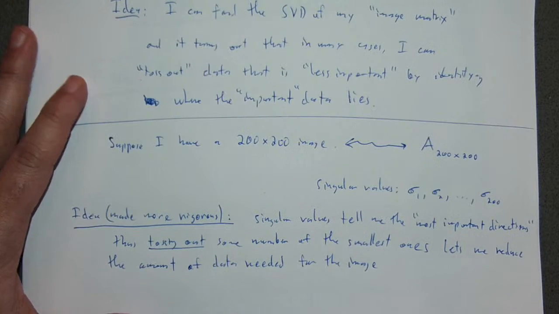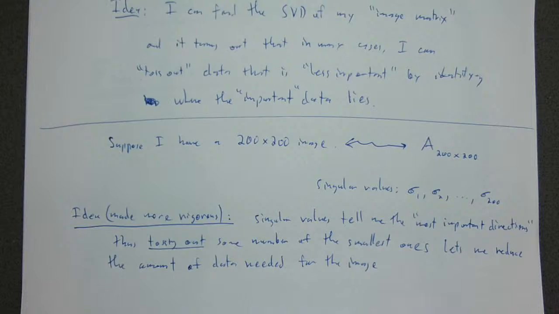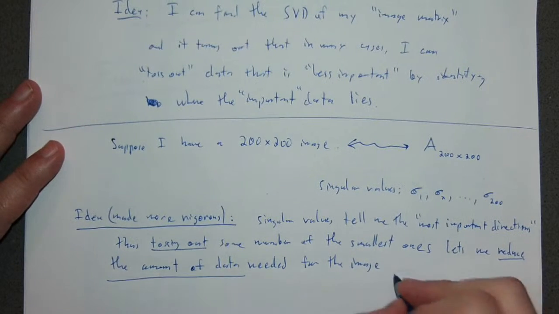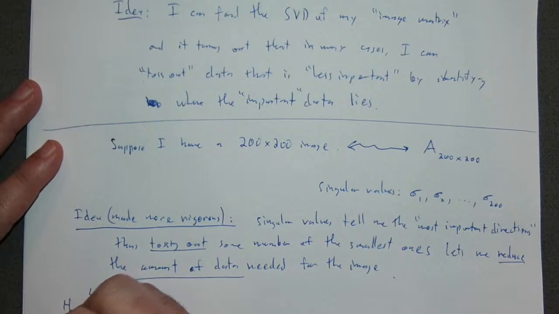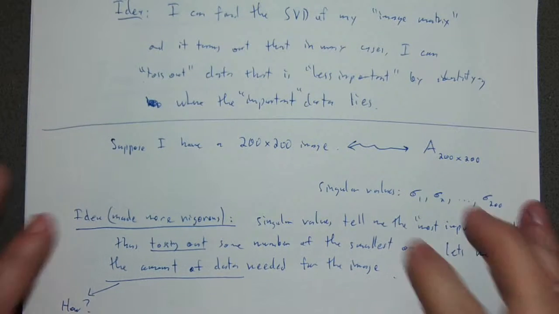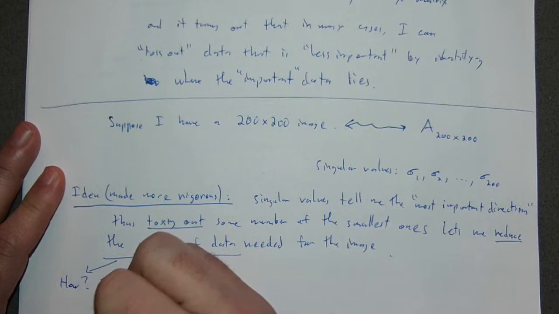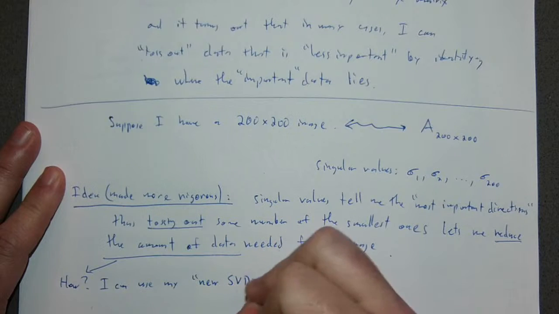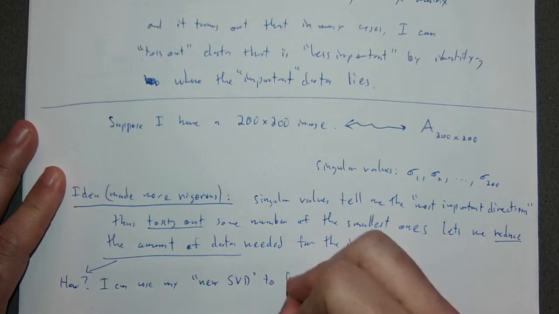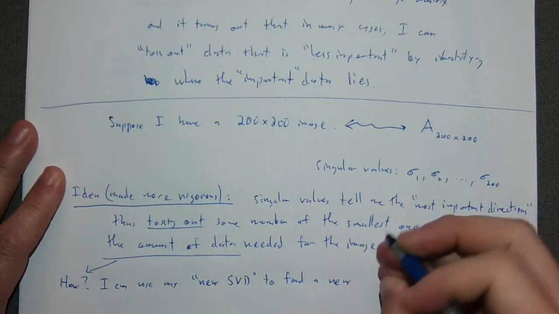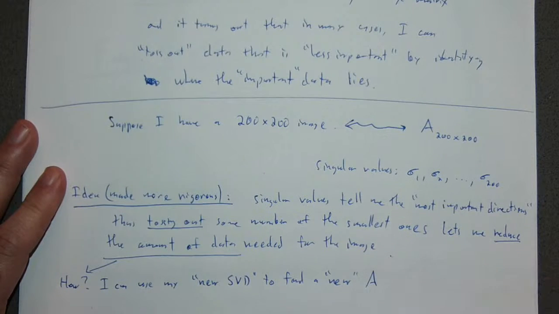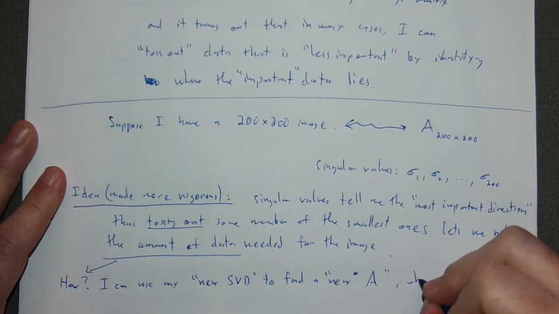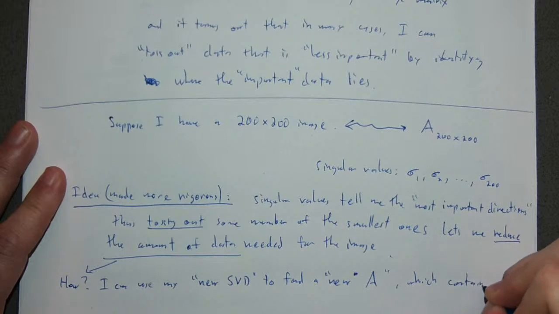That's why this allows me, because you might ask, how does this allow me to reduce the amount of data? So reduce the amount of data, right? Maybe this is an aside. So how? Well, I can use my new SVD, right, to find a new A, right, maybe I should put my quotes here, which contains less data.